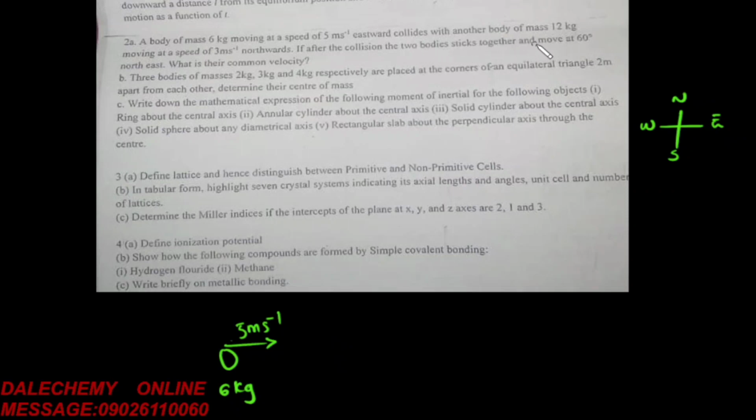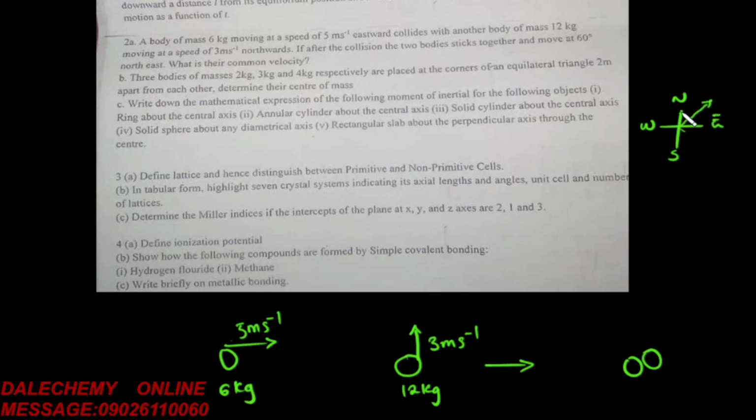Collide with another body of mass 12 kg moving at the speed of 3 meters per second northward. So northward is in this direction. So another object is moving in this direction northward with speed of 3 meters per second, and it is 12 kilograms. Now, if after the collision, the bodies stick together and move at 60 degrees northeast. So the meaning is that after these guys collide, they move together northeast. Look at this. When you say northeast, it means in this direction. And it's 60 degrees northeast.